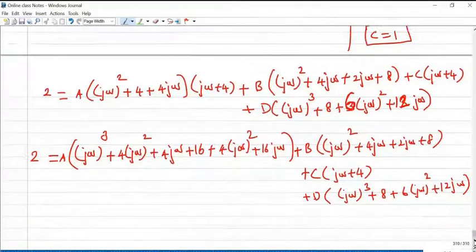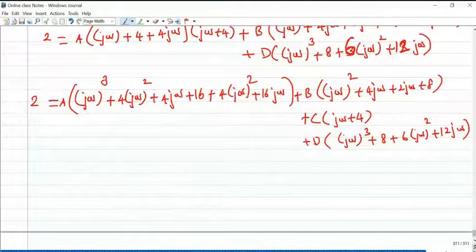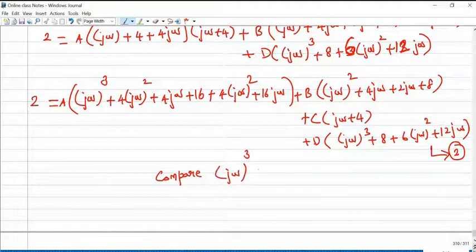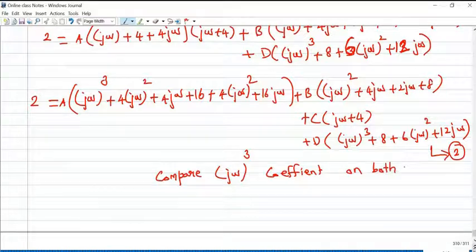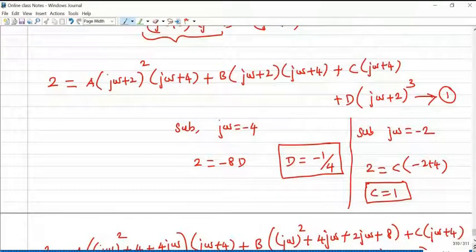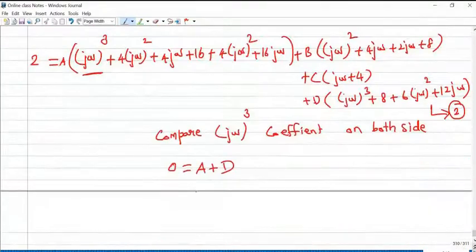Now compare the j omega cube coefficient on both sides. Let us assume this is equation number 2. Compare the j omega cube coefficient on both sides. So on the left side only a constant is available, so 0. In the first term the j omega cube coefficient is a, then in the last term the j omega cube coefficient is d, so a plus d equal to 0. So we already have the d value. If you substitute d there, you will get a. Okay, you will get the a value here.